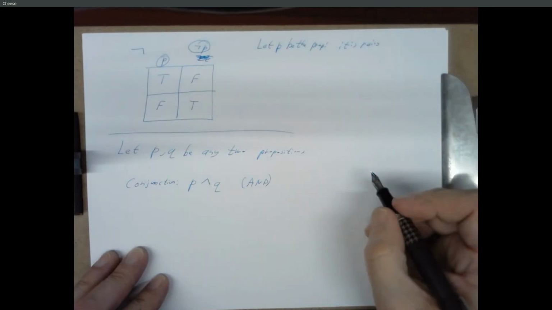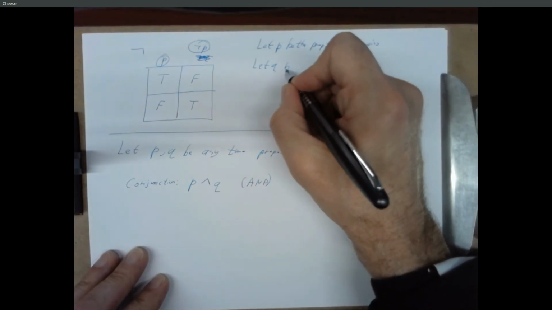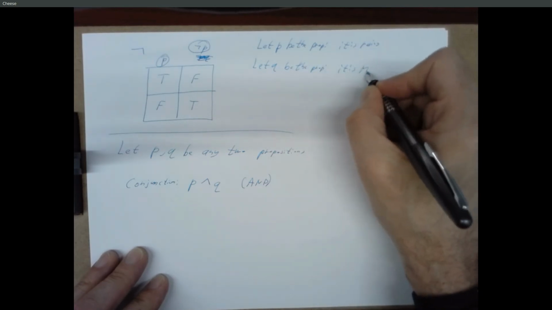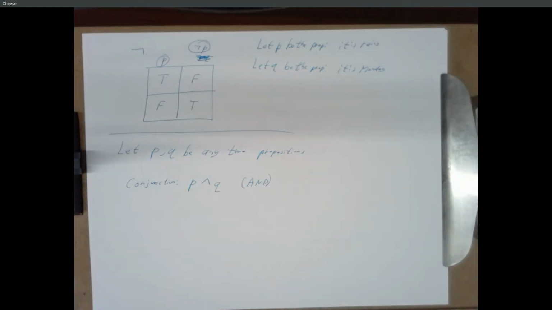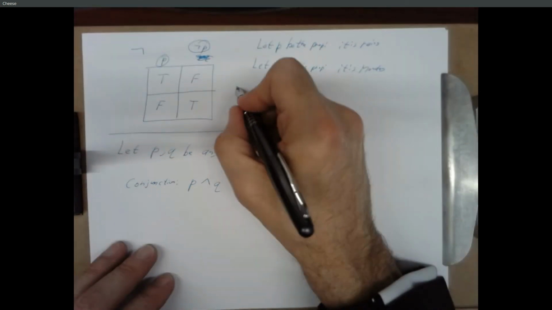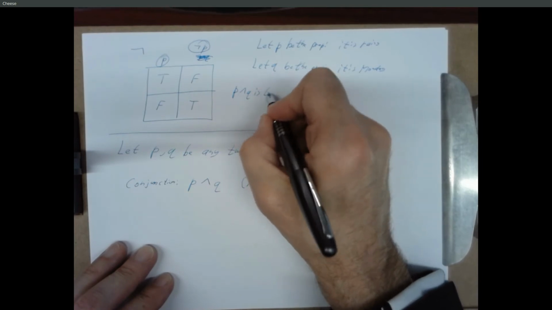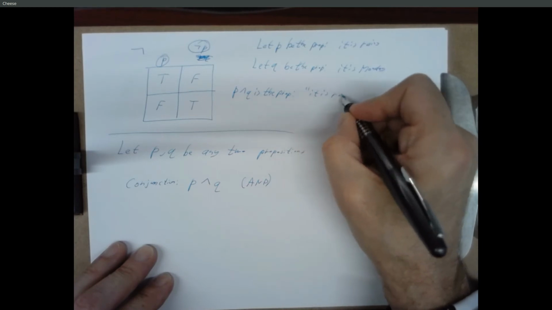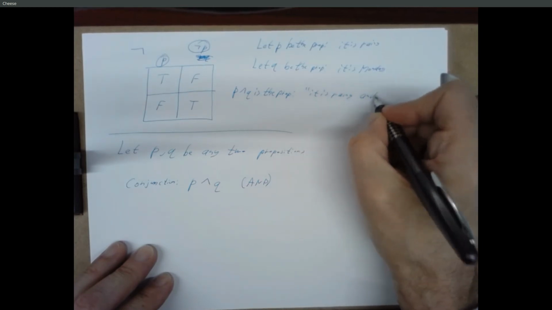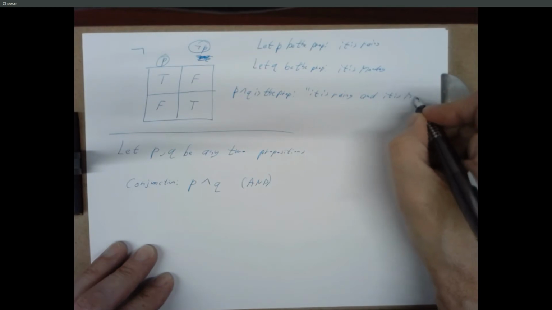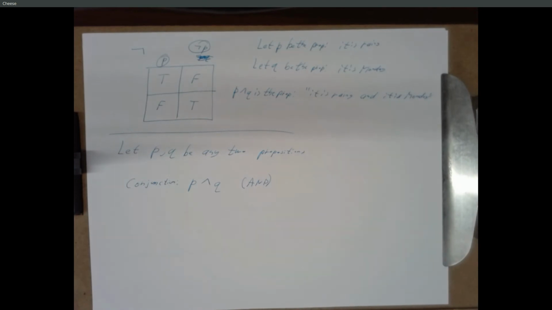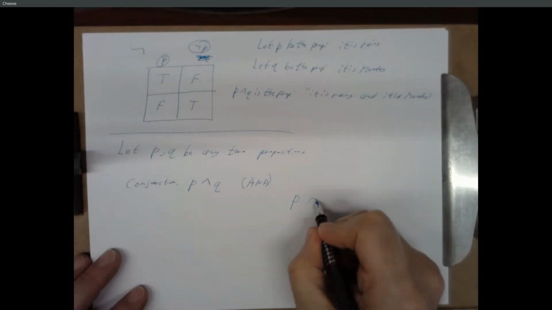So let P be the proposition, it is rainy. Let Q be the proposition, it is Monday. So P conjunction Q is the following. It is rainy and it is Monday. And we can define the behavior of this with a truth table.